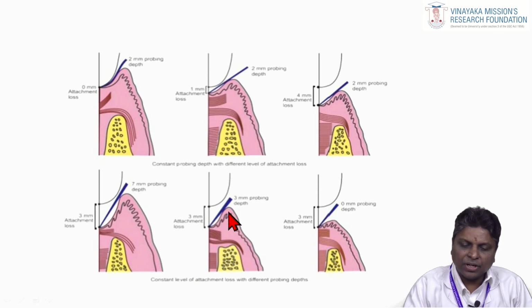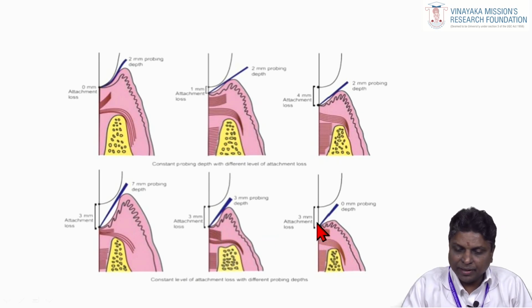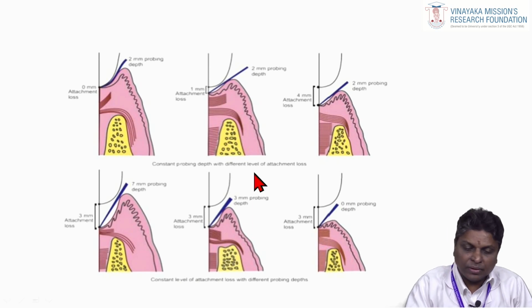There is no partial hiding. Or the same 3 mm attachment loss and 3 mm probing depth, but you can see the space is vacant here. But both are the same only. You can see a constant level of attachment loss with different probing depths. Here the probing depth is 0 mm, and the recession is taking place. Here also the junction has receded downward about 3 mm from the cemento-enamel junction. So all three are the same.